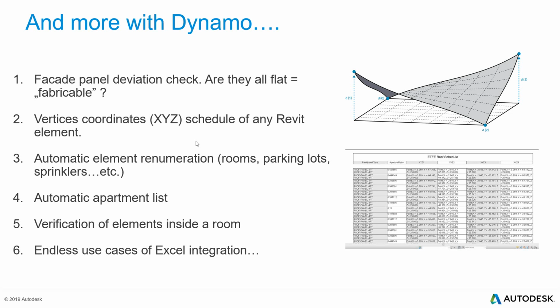Then, of course, imagine that you have a parking lot, and something changes in that parking, and these parking lots have some numeration, right? In Revit, if something changes, you have to renumerate everything from scratch, from the beginning, manually. These tasks can be very tedious and time-consuming. In Dynamo, making that script is a little more complicated than extracting vertices and XYZs, but you can create it.